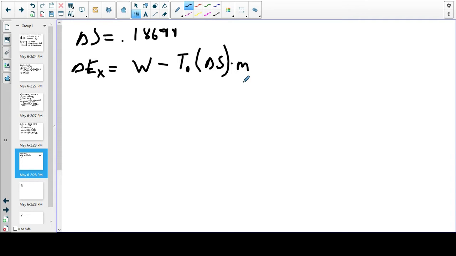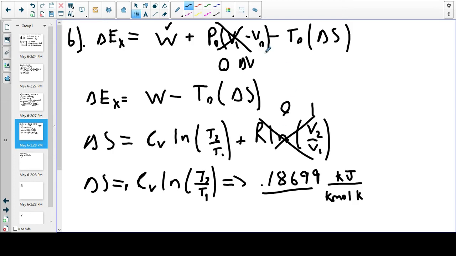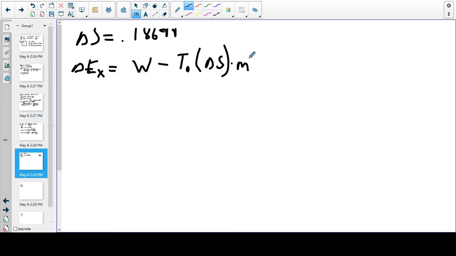Yeah. No, we do not. We do not have to, because there is no kilomoles there. So this part is wrong. Let me get rid of that. This is in kilojoules per kilogram Kelvin.